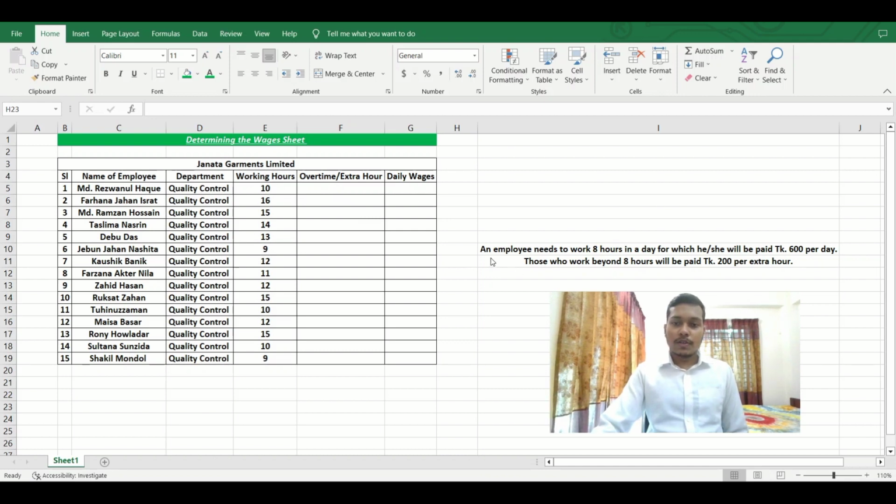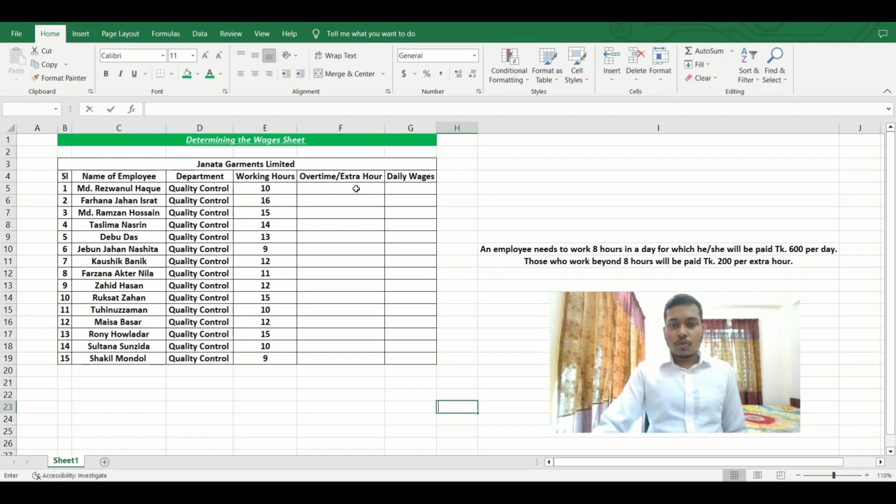As per company rule, an employee needs to work 8 hours in a day, for which he or she will be paid taka 600 per day. Those who work beyond 8 hours will be paid taka 200 per extra hour.